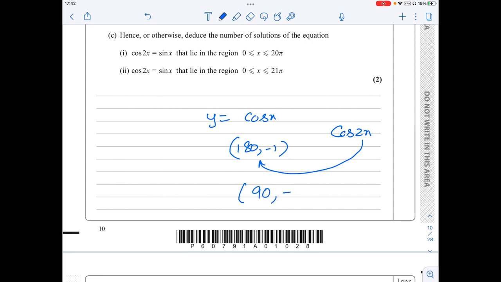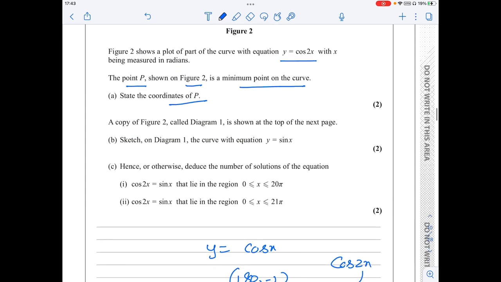Negative 90. So 90 comma negative 1. That's going to be the answer. If at all it is times 2, we have to do the opposite operation, divided by 2.